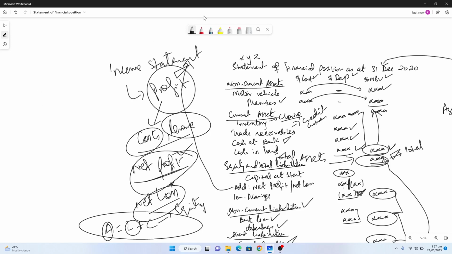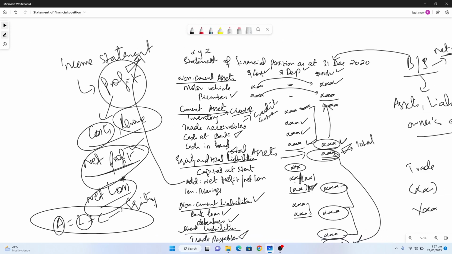A is equal to L plus C. Let's see that, starting from the first thing in the format. XYZ, the name of the business, should be at the top. Statement of financial position as at. It means it will be on that particular date, on 31st December. It will always be on the last date of the year, whichever date is given in the question.